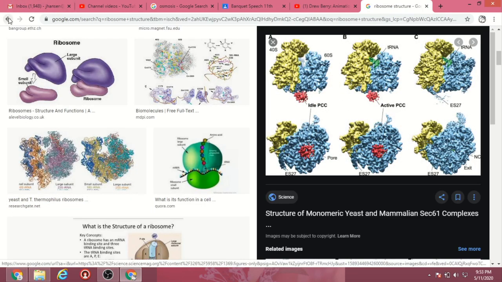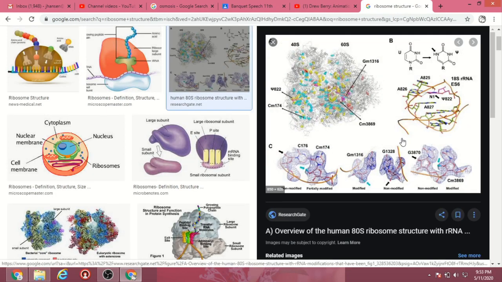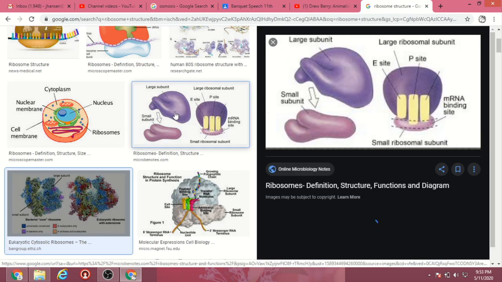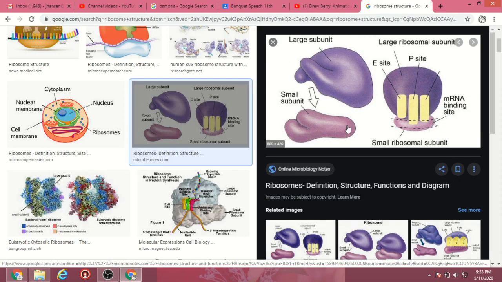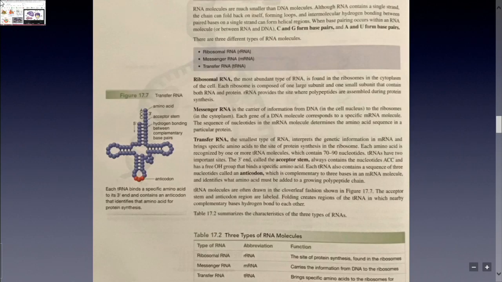So let's find a good one. This one's good. You see how these are like those ribbon diagrams for proteins. You basically have ribosomal RNA and proteins that make up the ribosome. This is just a general type of ribosome, large subunit and small subunit. But the point is that the only place where ribosomal RNA is found is inside the ribosome.